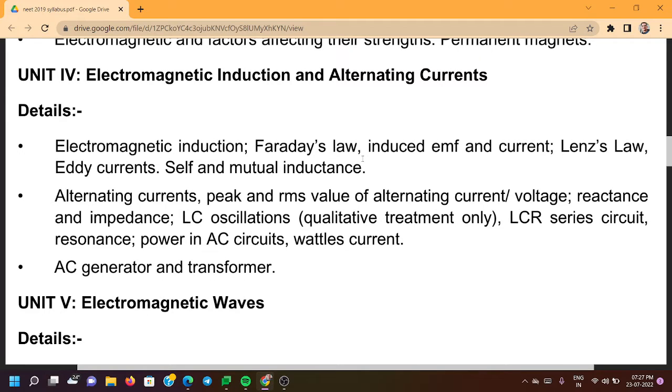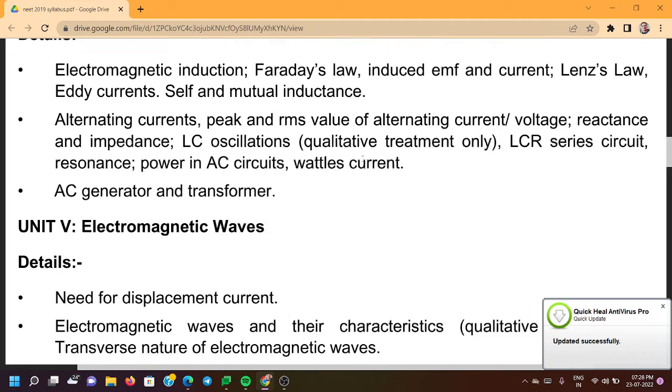Electromagnetic induction: Faraday's law, induced EMF and current, Lenz's law, eddy currents, self and mutual inductance. Alternating currents: peak and RMS value of alternating current, voltage, reactance and impedance, LC oscillations (qualitative treatment only), LCR series circuit, resonance, power in AC circuits, wattless current, AC generator and transformer.